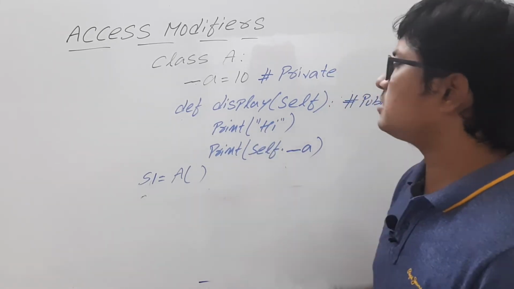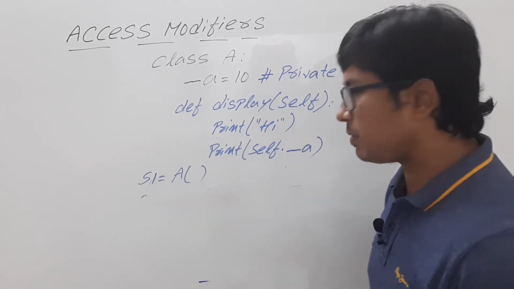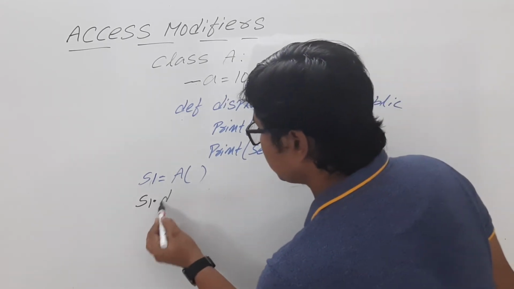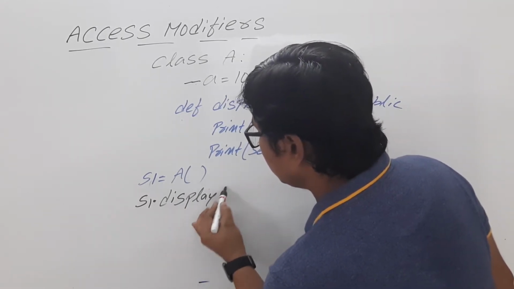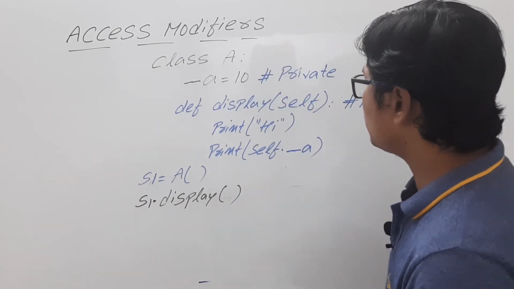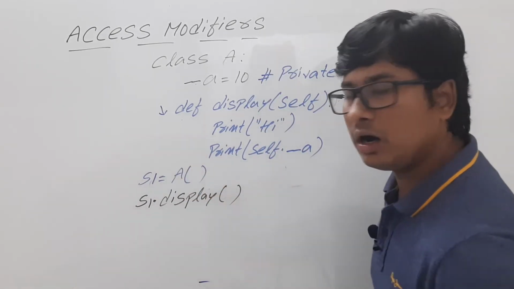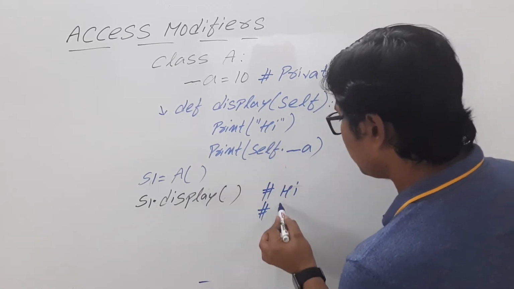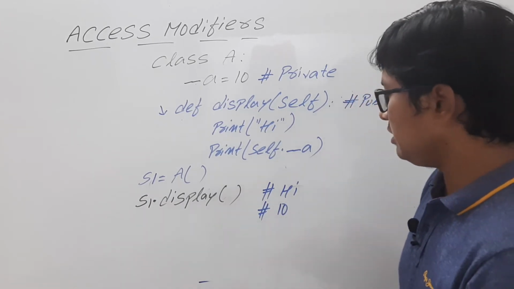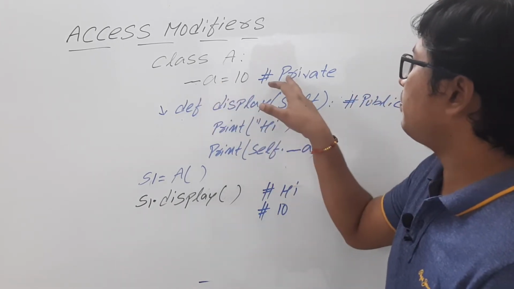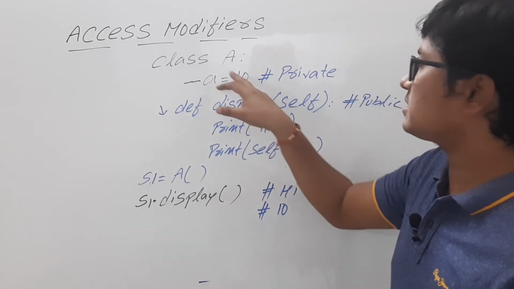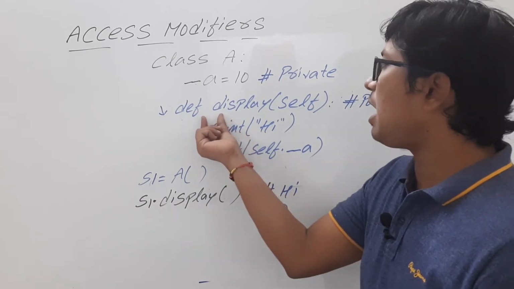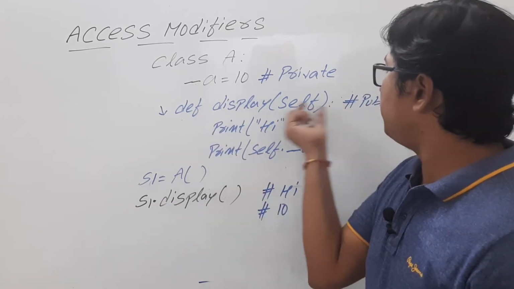How can I access the display method? As the display method is public, I can access that one. So I will write s1 dot display. Then look at here. What will be the output you will get? In this scenario, this method will be called and you will get the output as hi, and in the next line you will get the output as 10. So at this point I want to discuss that a private variable you can access inside a class but not outside the class.